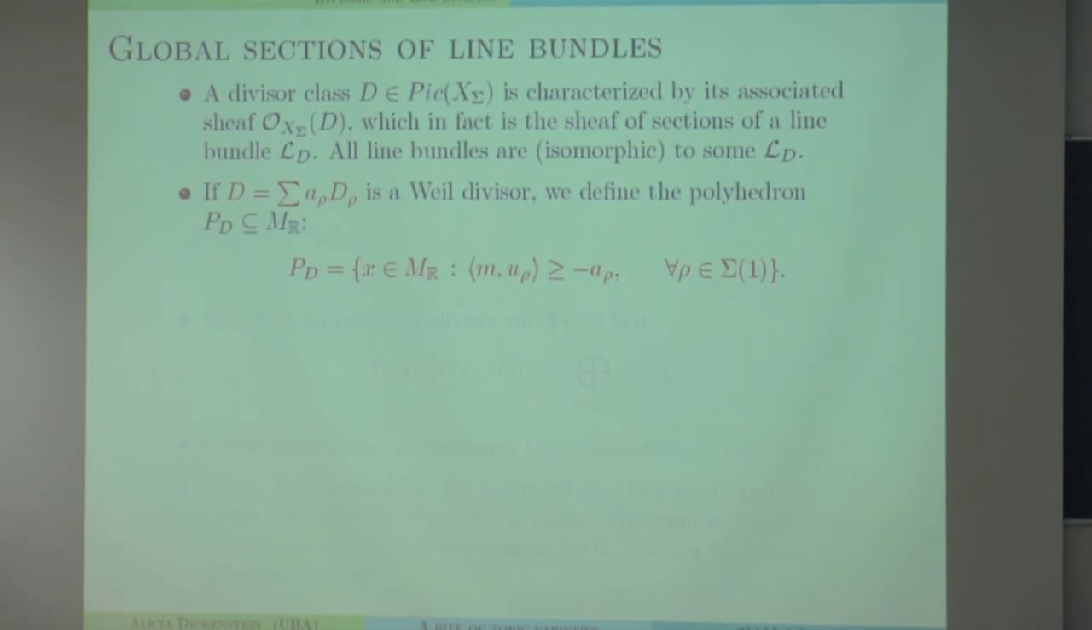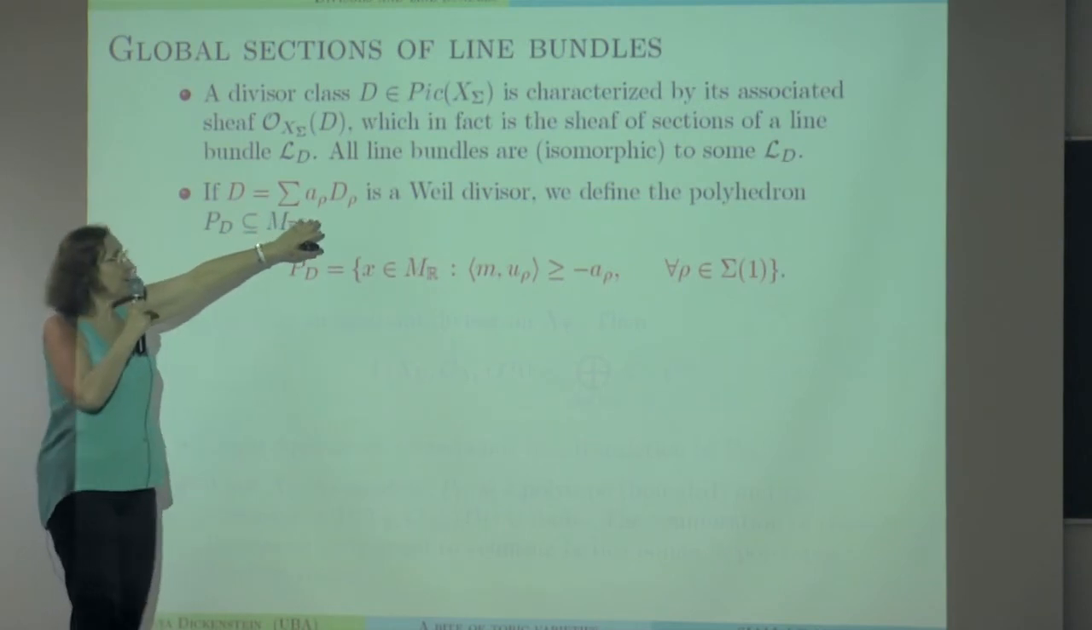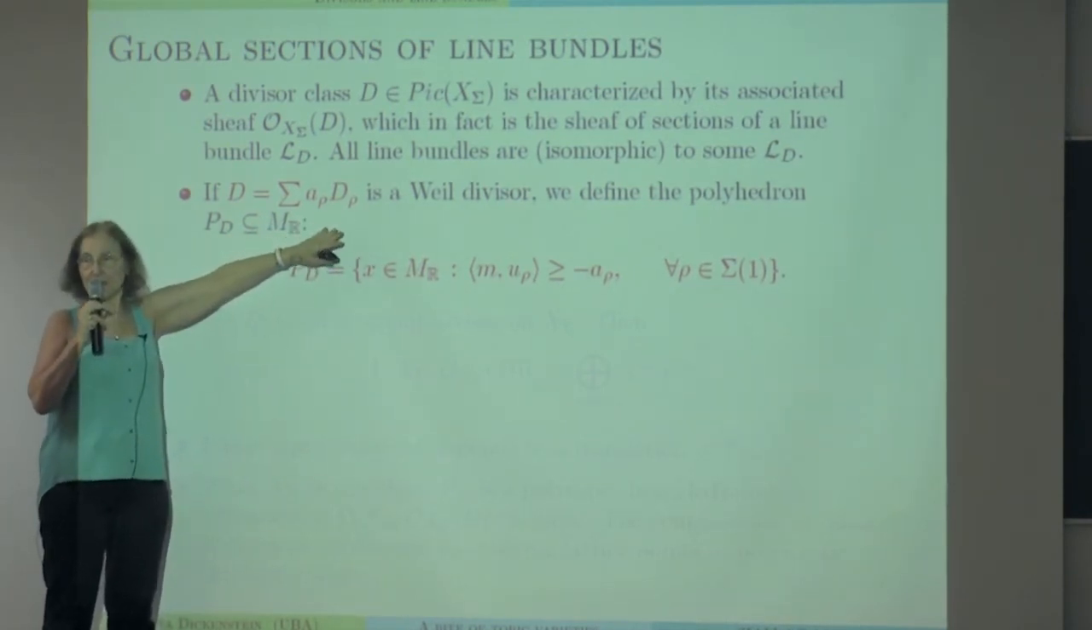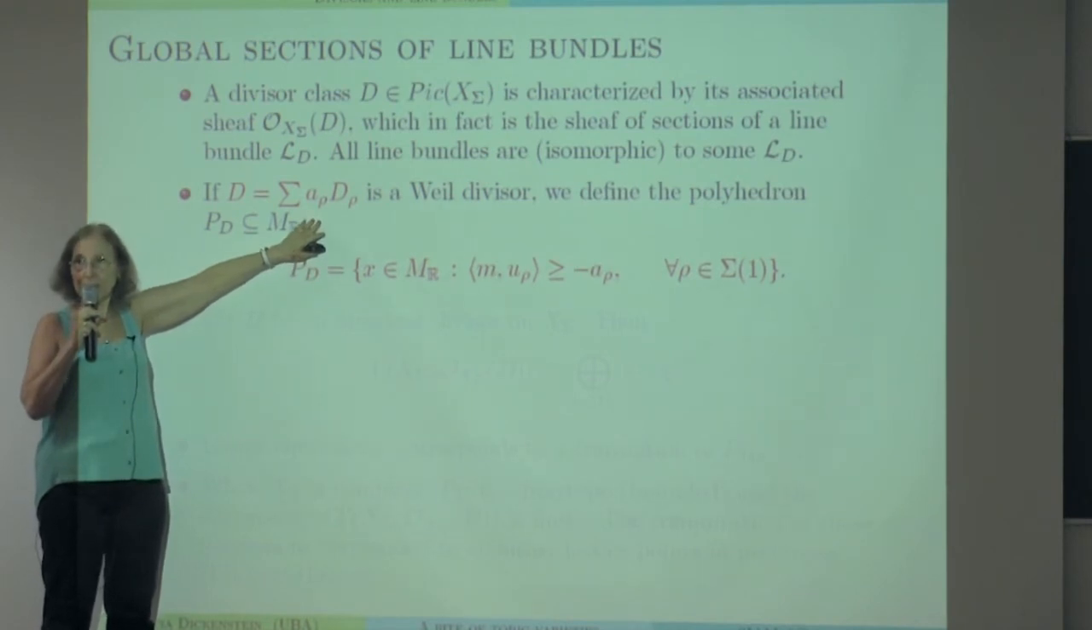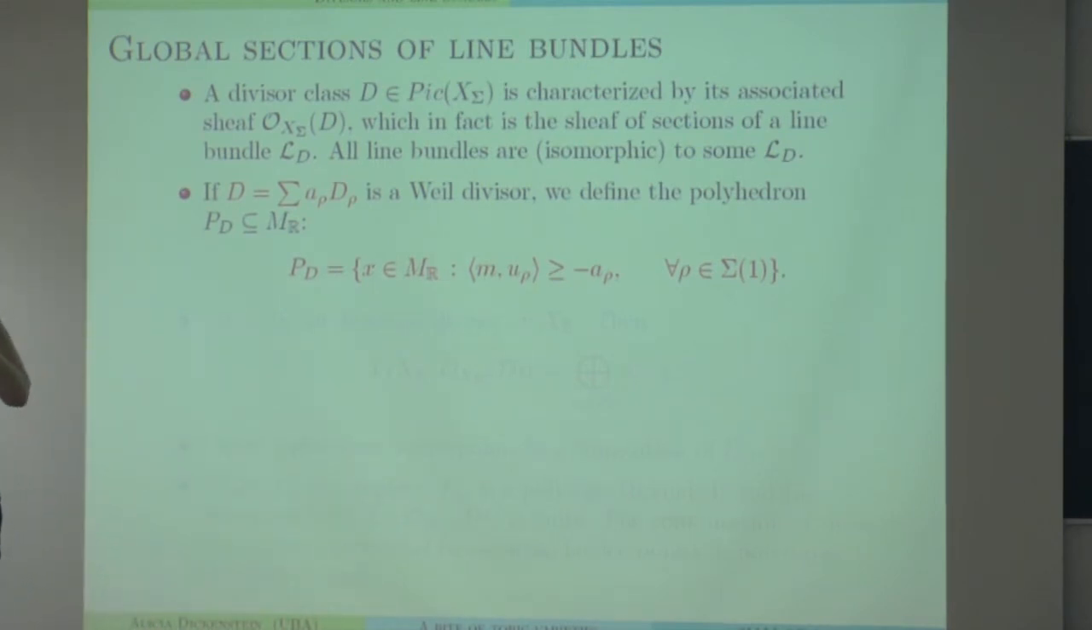So now I start with a Weil divisor, which is some linear combination of these D rows with integer coefficients. To such a divisor, I'm going to associate a polyhedron that in some cases is going to be a polytope, and in some cases a lattice polytope. A lattice polytope means that the vertices are integer. We can cut out something by rational hyperplanes, but maybe when I cut, the vertex is not integer. This might happen or not. The vertices could be integer or not.